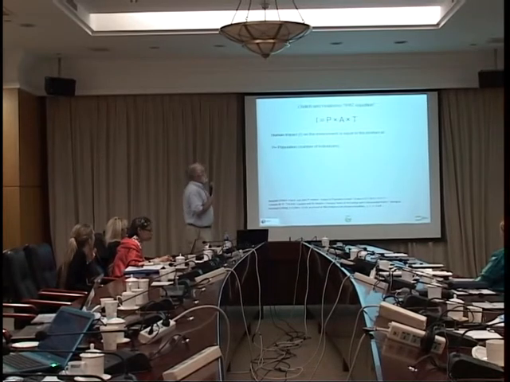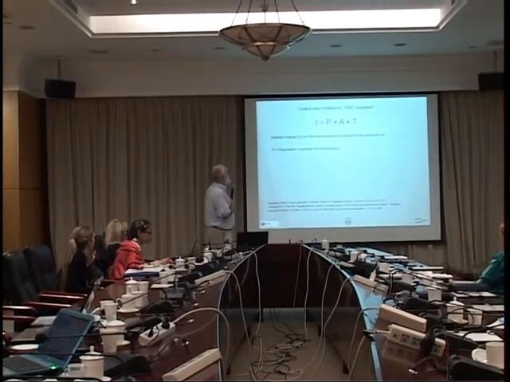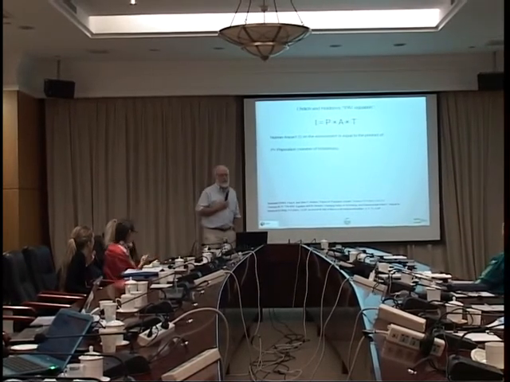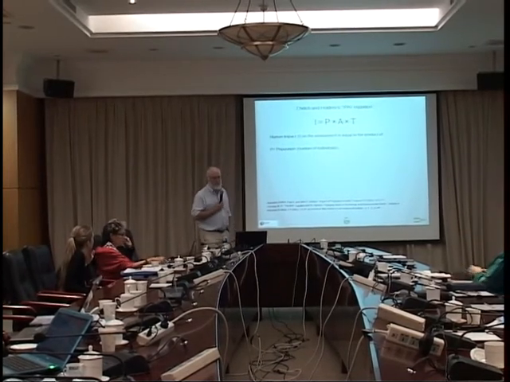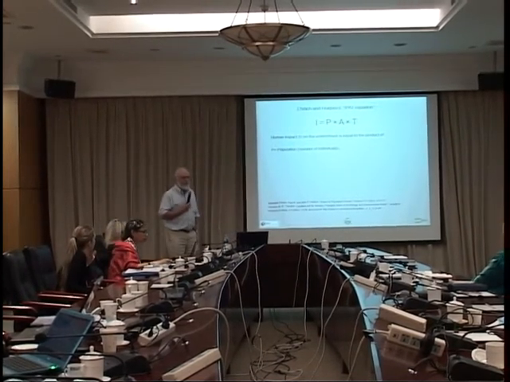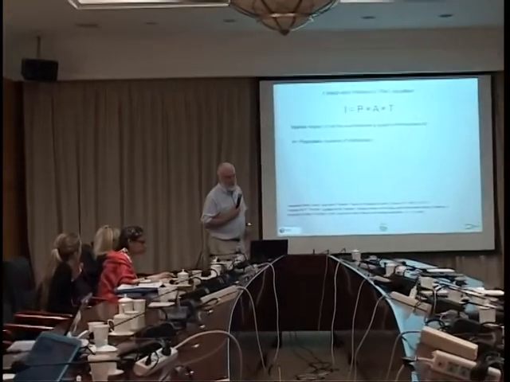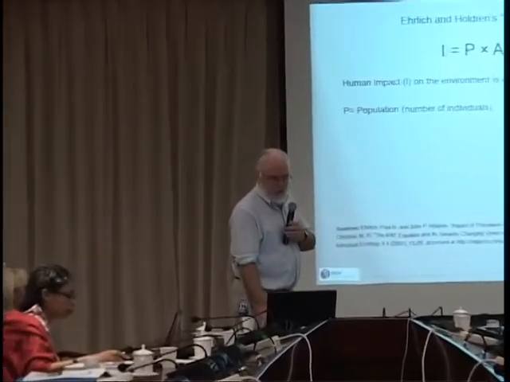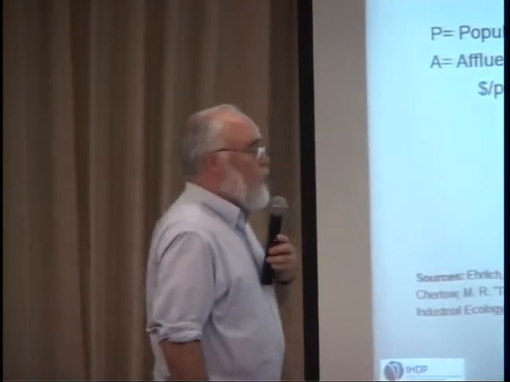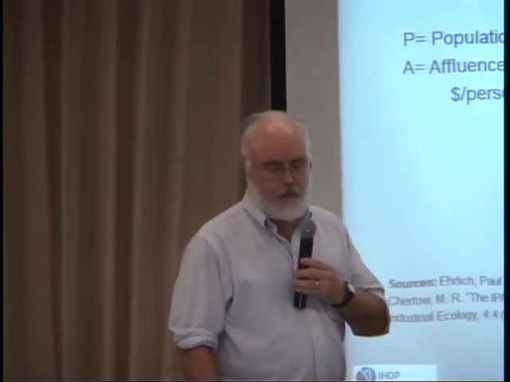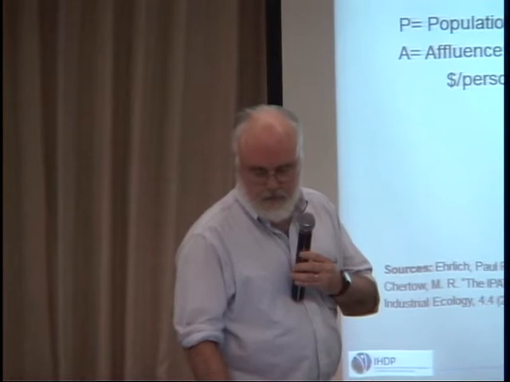The first approach is a classic now, Ehrlich and Holdren's IPAT equation. For those of you who aren't familiar with it, it gets its name from its form. I equals P times A times T. I meaning generic environmental impact. P is population, human population, number of people. A is a measure of affluence, typically measured as the GDP, the gross domestic product of a region, in terms of value per capita, or production per capita, dollars per person.